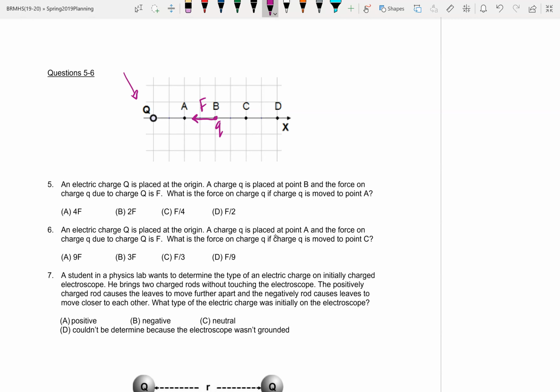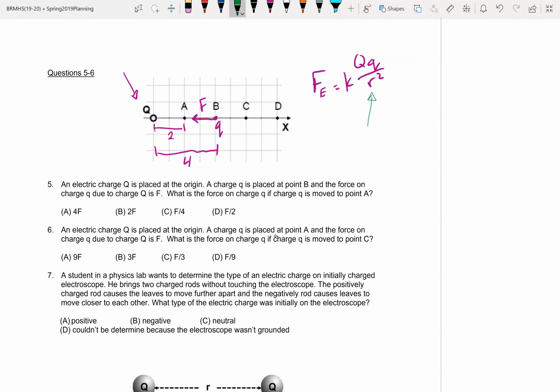What is the force on charge little q if little q is moved to point A? So you can see initially at point B it's a distance of 1, 2, 3, 4 units away, and if it's moved to point A then it's 2 units away. Then we can use Coulomb's law to see how the force is going to change. We're changing the distance, that's r, the radial distance.